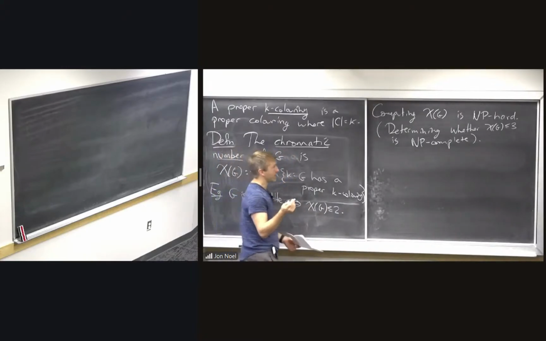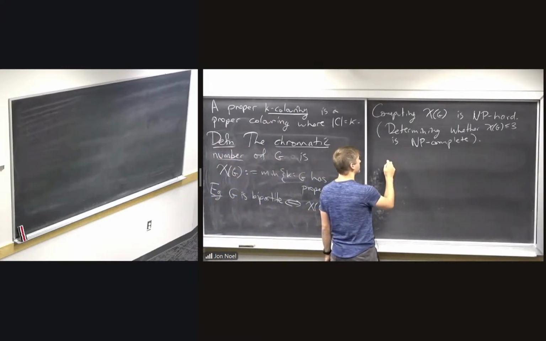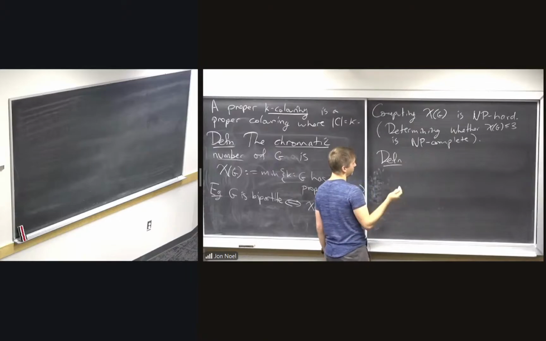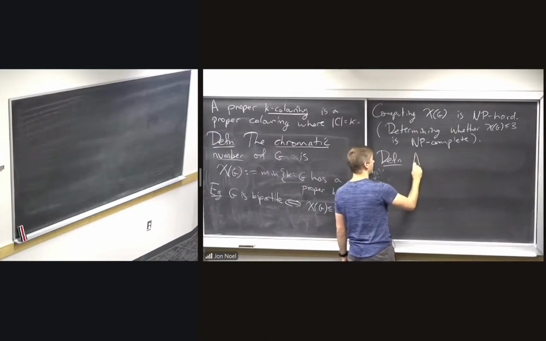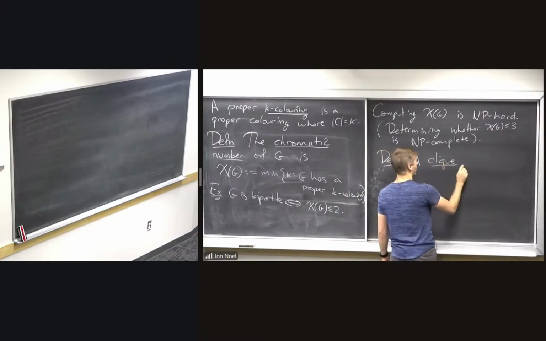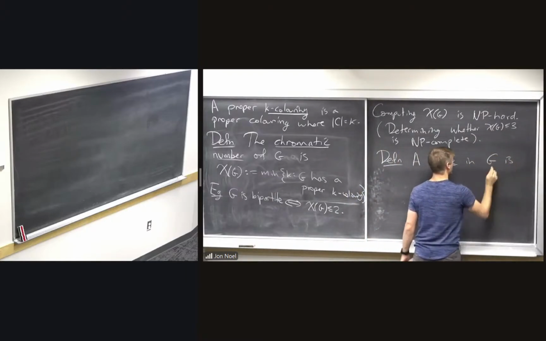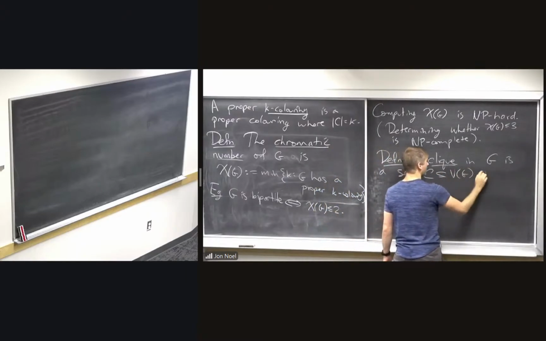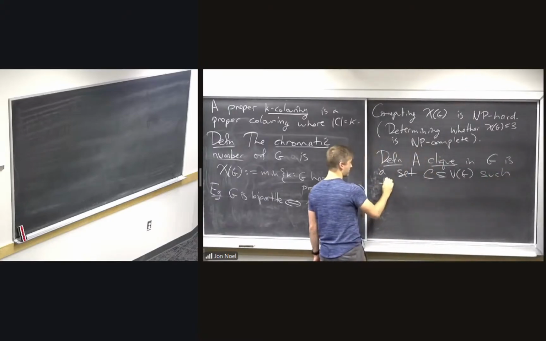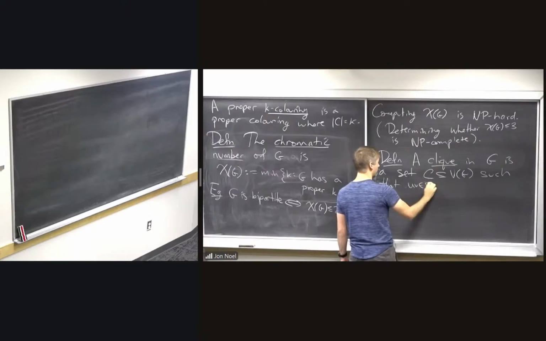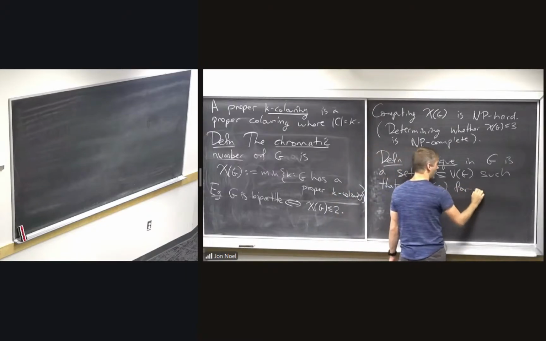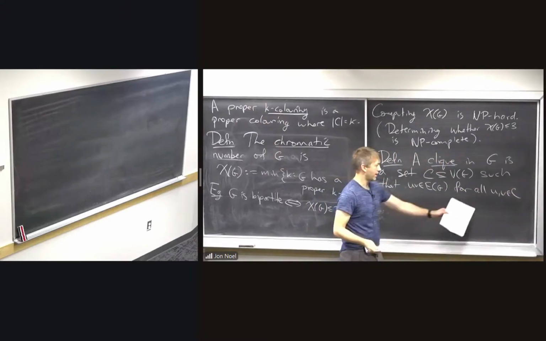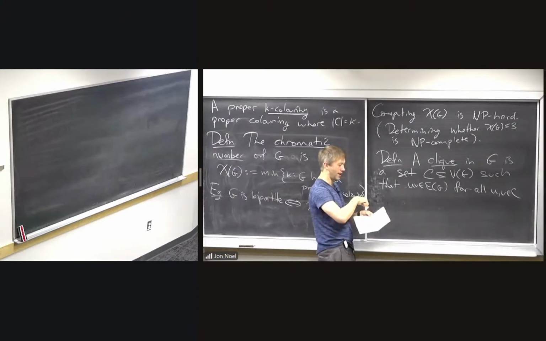There are some easy upper, or let's say lower bounds that you could prove on the chromatic number. I'm not sure if I defined this before, but let's do it now anyway. So a clique in G is a set C of vertices of G such that uv is an edge for all pairs of distinct vertices in C, because we're not having vertices adjacent to themselves.